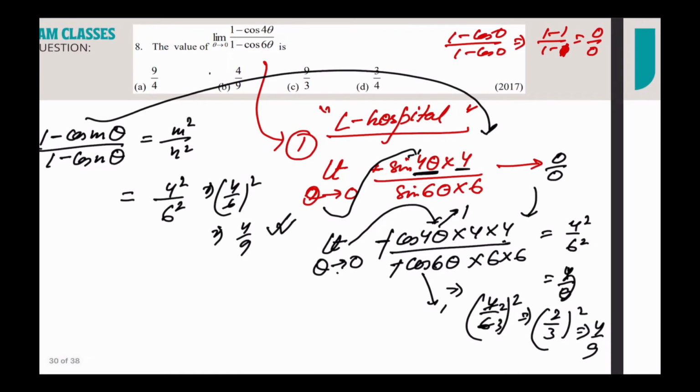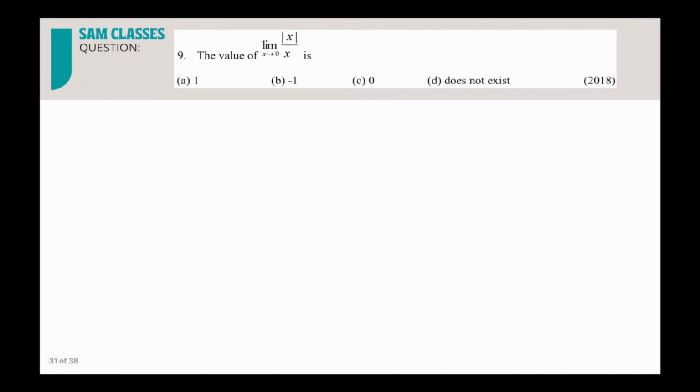Now, the next question, if you see, the value of limit x tends to 0 of mod x by x. So whenever mod is there, first check whether the limit exists or not. In lots of cases, 99%, the limit won't exist. So why? We'll see.